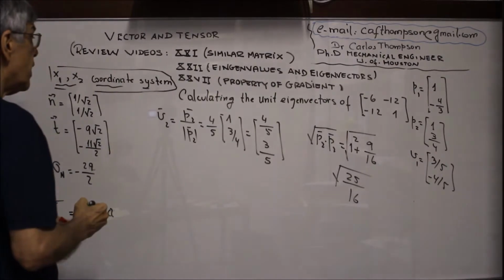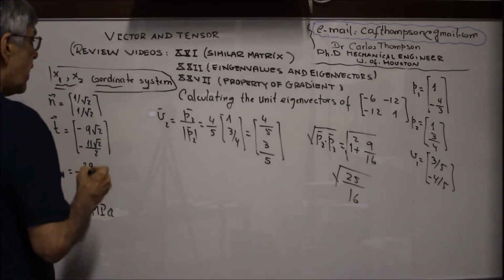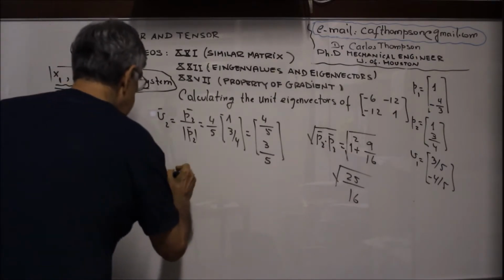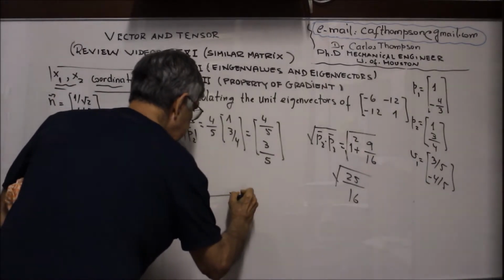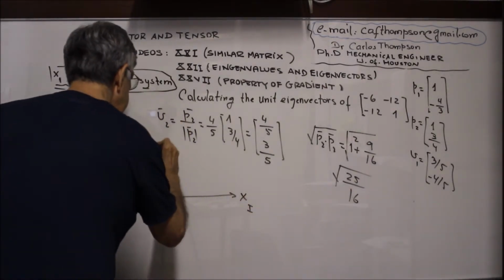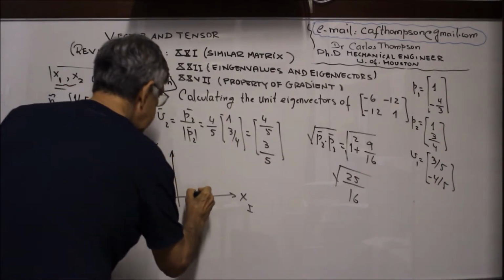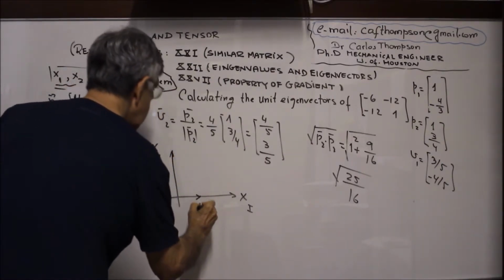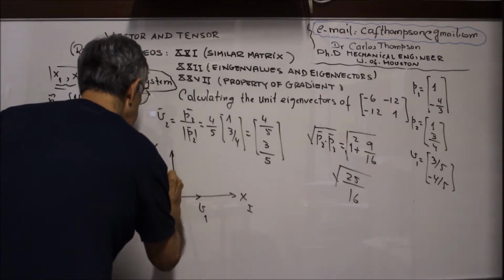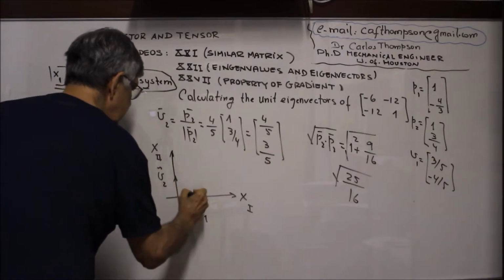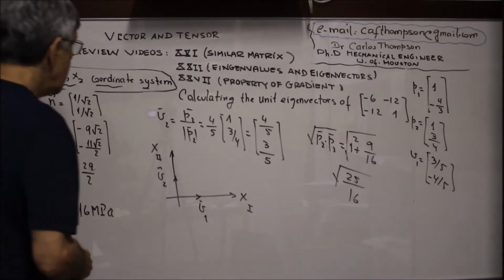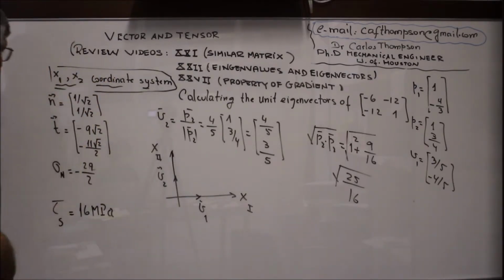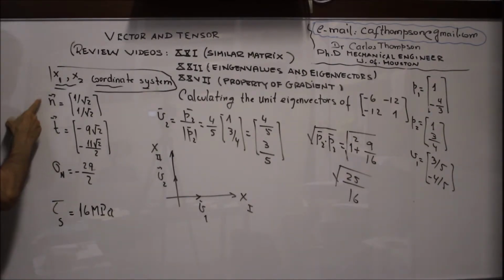So we have the system x1, x2, like this. This is the vector x1, and this is x2, and this is the unit vector, v1 and v2. That's the unit vector. Now we can calculate all the parameters: first n, t, sigma n, and tau s.